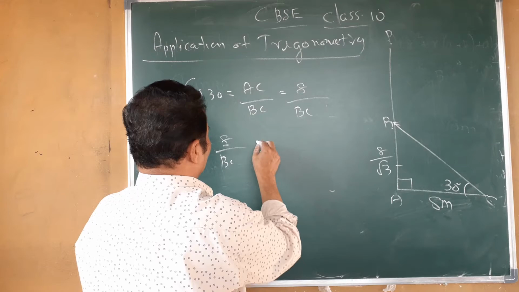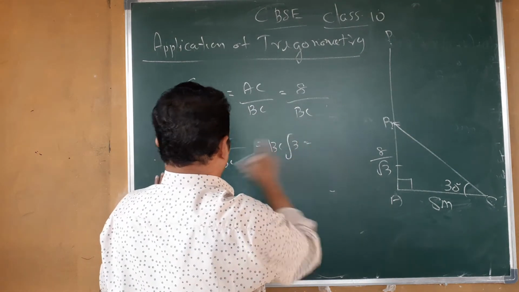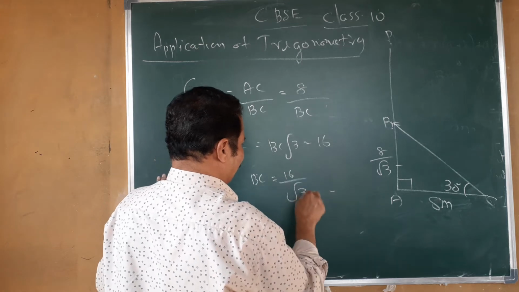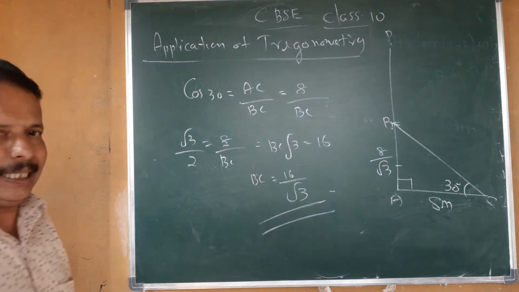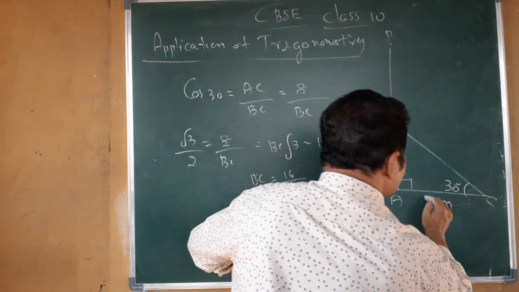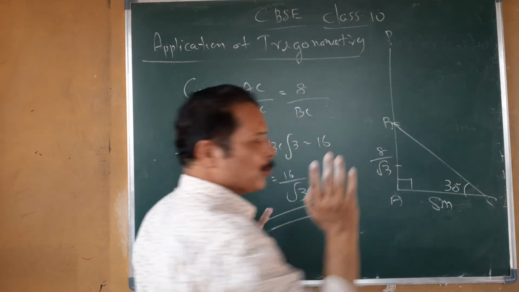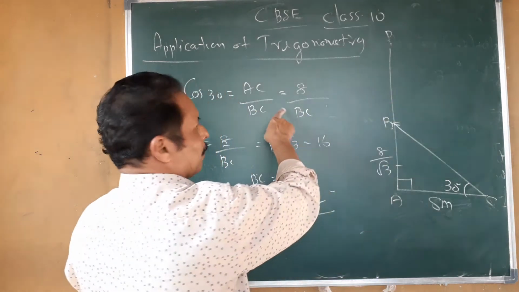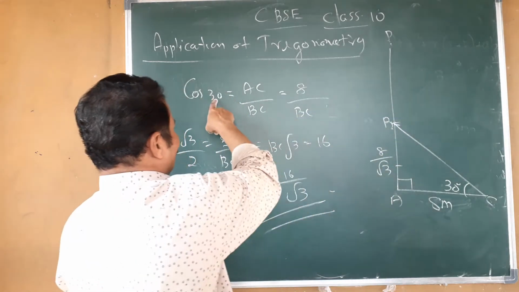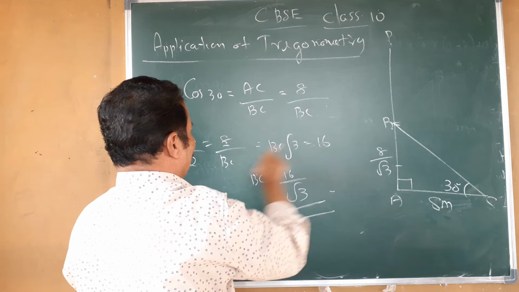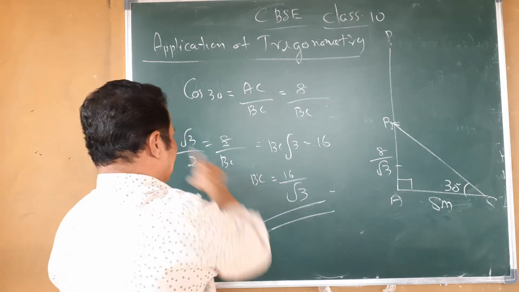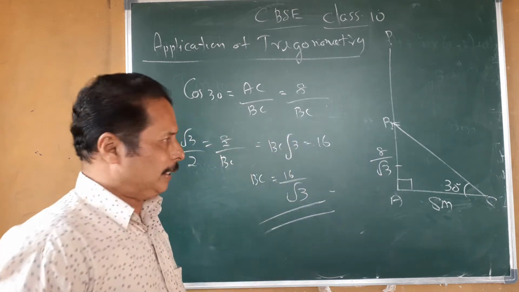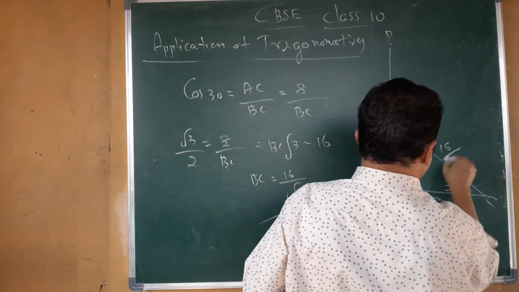By cross multiply, BC root 3 equal to 8 into 2, 16. BC equal to 16 divided by root 3. It's clear. Cos equal to adjacent side by hypotenuse, so it is 8 by BC. The value is root 3 by 2 equal to 8 by BC. We don't know what BC is, so cross multiply like this way. BC root 3 equal to 8 into 2, 16. Is it completed? So this one is 16 by root 3.